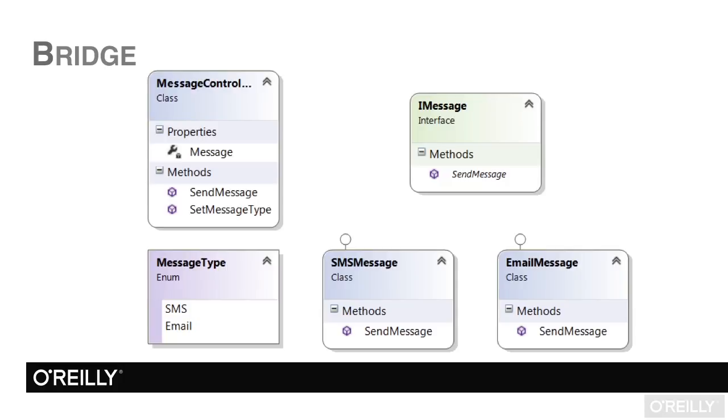Now the send message method for the message controller and the send message method for iMessage don't necessarily need to be the same signature. Message controller doesn't implement iMessage. It actually uses iMessage on that message property within it. So the send message can be completely different. And in fact, they don't have to share the same method name. They're completely different classes. And then we have SMS message and email message that implement iMessage.